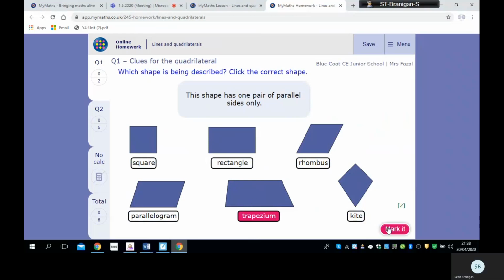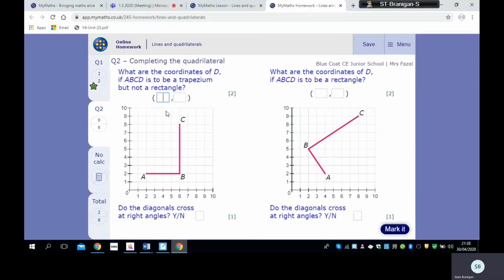So please get that one right. It'd be slightly embarrassing if I got it wrong now. Okay, it was the trapezium. And now let's have a look at question 2.